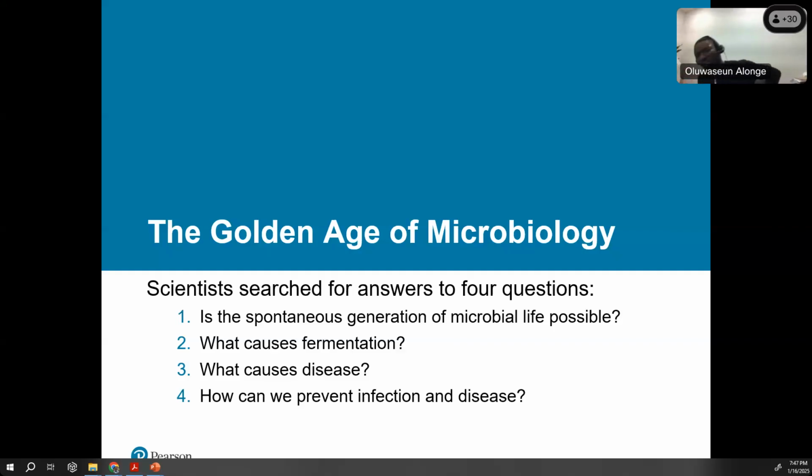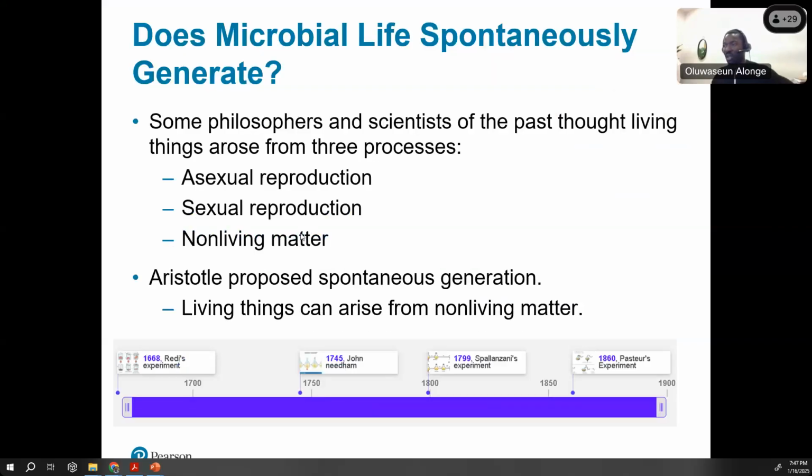Now they also want to look at what causes fermentation. How do things ferment? Also, what causes disease? How can we prevent infection and disease? Those are the things that researchers have gone into and brought some answers to. So what I will do is quickly look at a few of them, and I will stay on some that I feel we should stay on before we close.